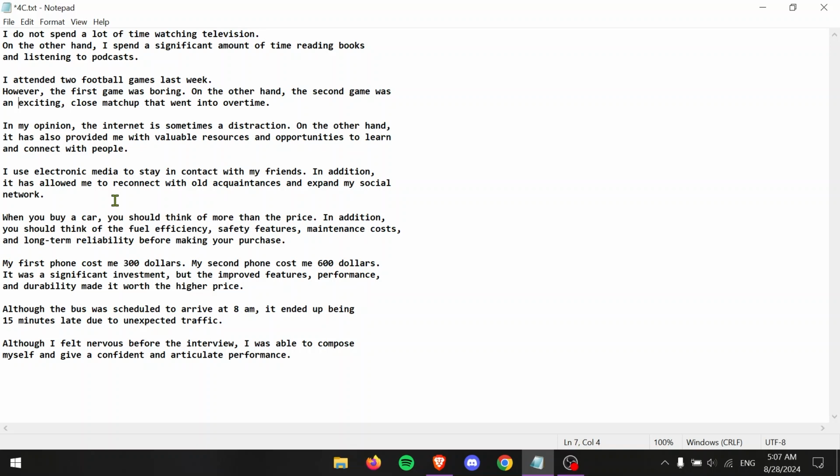When you buy a car, you should think of more than the price. In addition, you should think of the fuel efficiency, safety features, maintenance costs, and long-term reliability before making your purchase. And if you guys remember, in the previous exercise, there was the topic of a car and what we would use. So it's the same exact thing: fuel efficiency, safety features, all of that.